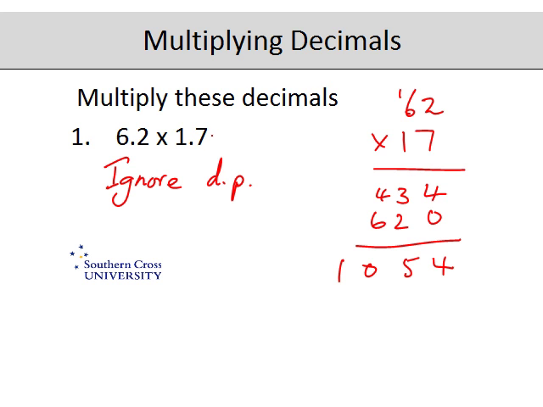Now, that 1054 doesn't stay that way when we bring back our decimal points. If we look at the question, we've got 2 numbers after the decimal point in the question, so we should have 2 in the answer. That locates our decimal point there. So our answer is 10.54.